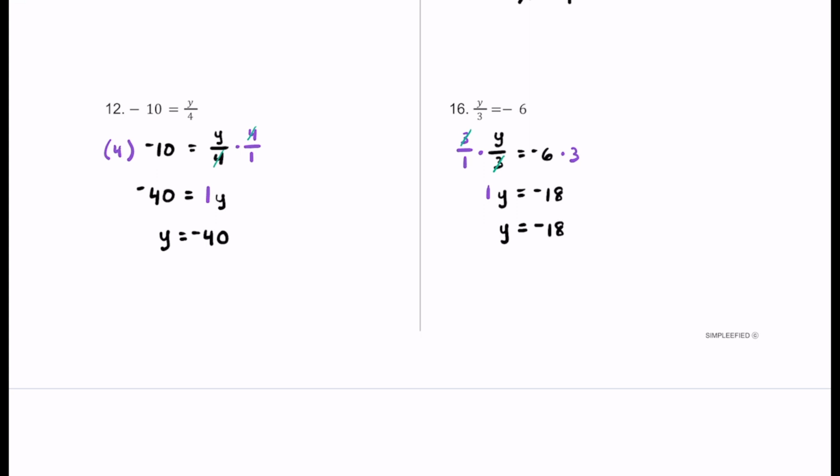So there you have 16 different practice problems on solving these one-step equations. Don't forget, when we're adding and subtracting, we need to get 0, so add or subtract to get opposites. And when we're multiplying or dividing, we really need to get 1, so we need the numerator and denominator to cancel out, so we get a coefficient of 1.